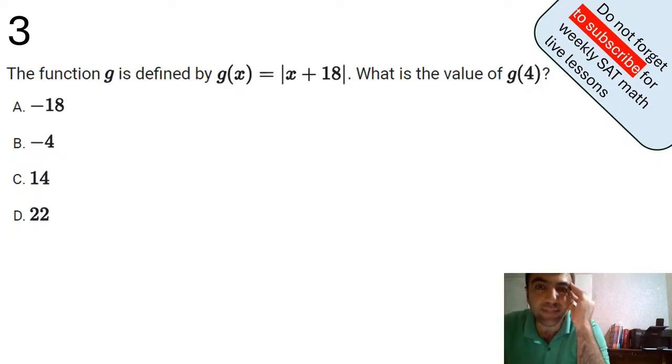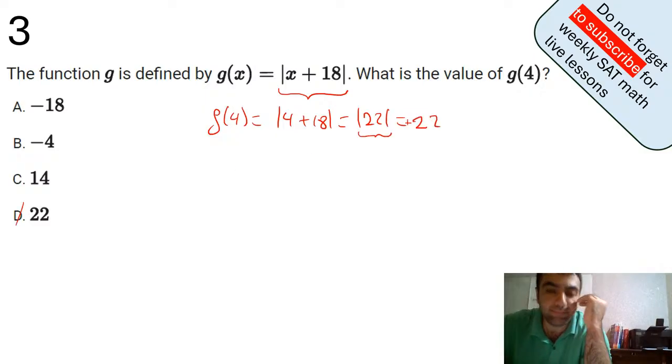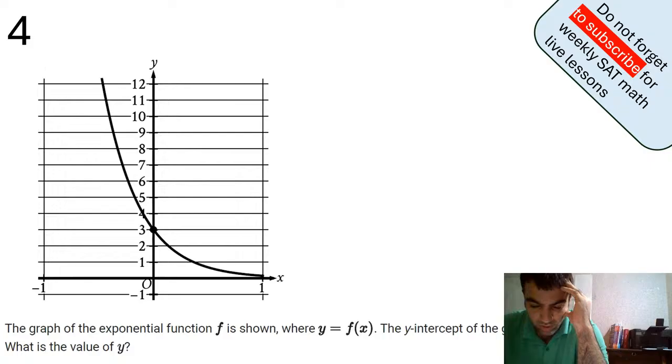Okay, third question, modulus question, exact value. Mr. Sahib and Mr. Shahin say this is D. Actually, we should write g of 4 is equal to 4 plus 18, right? And this is 22, and the modulus of 22 should be positive 22, right? D. Fourth question.